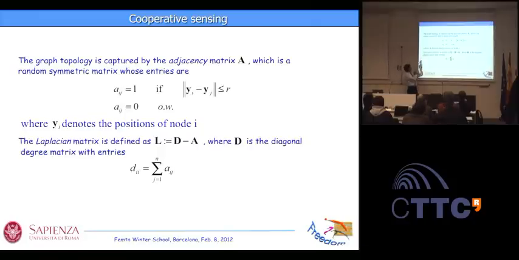Then it is useful to introduce two other matrices for describing the properties of this communication. One is the degree matrix. This is a diagonal matrix whose diagonal entries are just the sum of the Aij over the second subscript j. Okay, so just the summation over those coefficients. And then the other important matrix is the Laplacian L. L is simply the degree matrix minus the adjacency matrix.